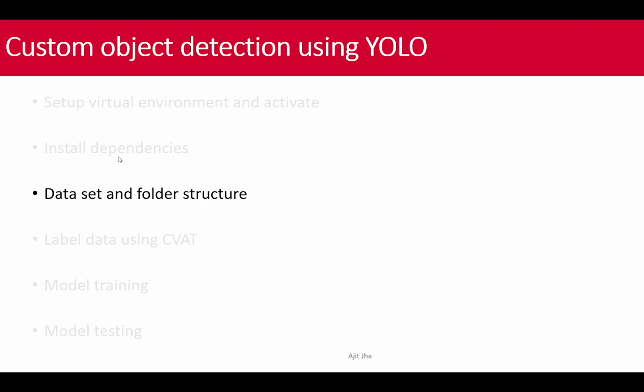Having installed the dependencies, now we move on to data and folder structure. So when we say we want to have custom object detection using YOLO, what we need is data. So what are the data that we want to make object detection upon? First we need data, and then we will have to arrange those data in a particular structure for the machine learning model to adapt to the data and make detections. So let's look into the data first.